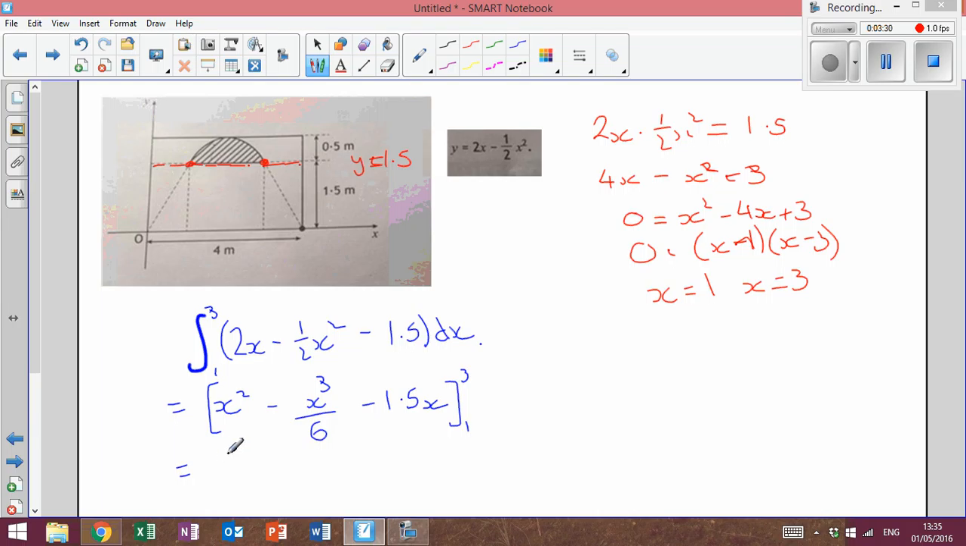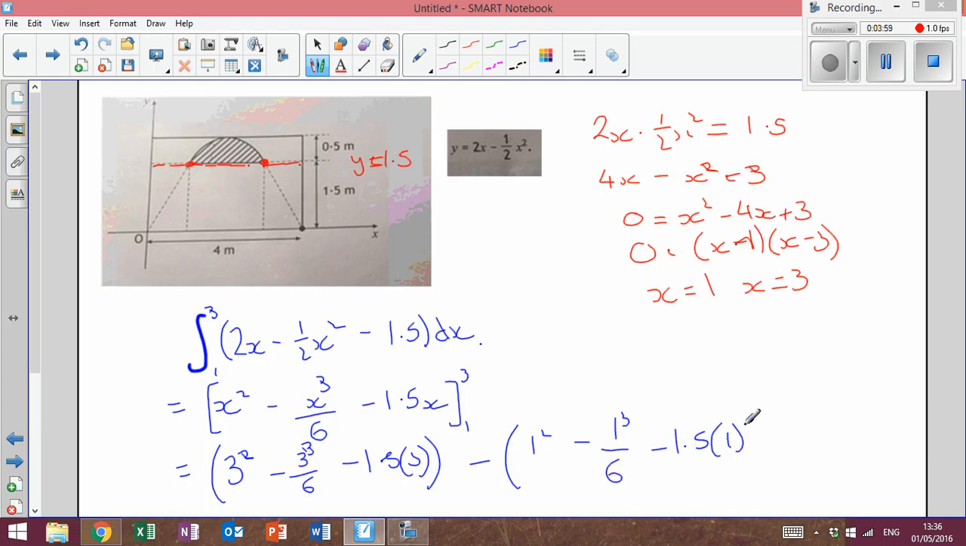We can just start with subbing our limits. So first we're going to have 3 squared minus 3 cubed over 6 minus 1.5 times 3. Subtract the same thing with 1 in it. So 1 squared minus 1 cubed over 6 minus 1.5 times 1.